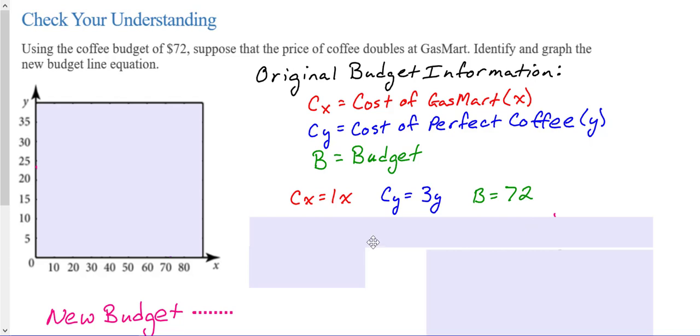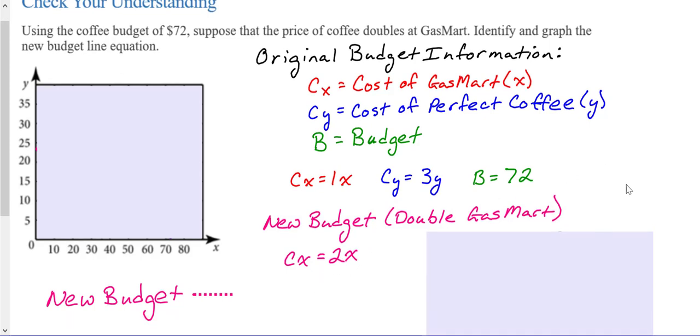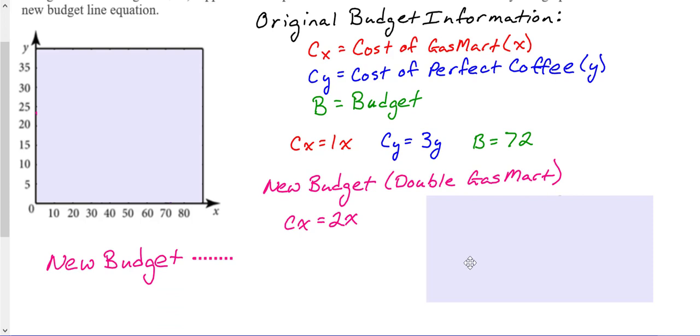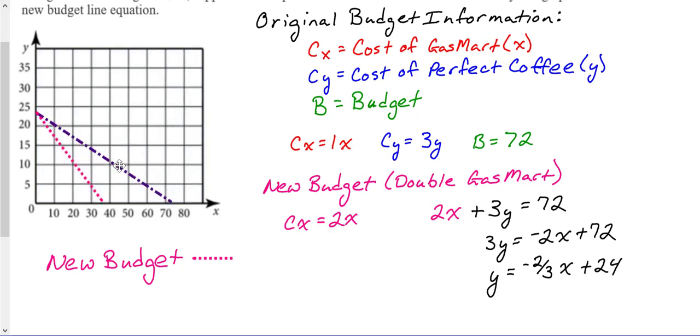So the first thing we need to do is double our Gas Mart. And our Gas Mart is in red, so that is the only one that is going to change. So instead of being 1X, we're going to double it, and C of X is going to become 2X. Rewrite our equation and find our new line. So our new line is going to be y equals negative 2/3 x plus 24. And we are going to graph it. And you can see that the amount of coffee we can buy drastically goes down.